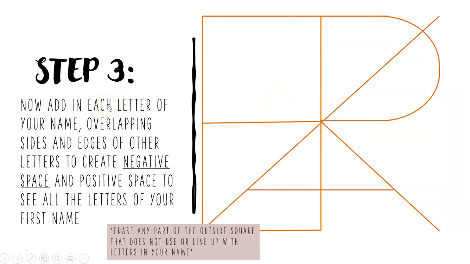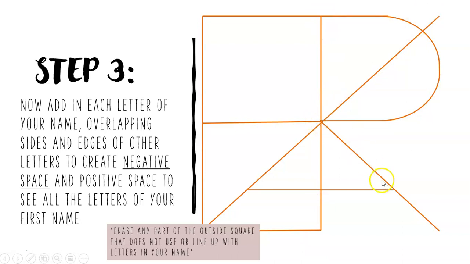Now is where you start adding in each letter of your name and overlapping the sides and edges of other letters to create that negative space and that positive space to see all the letters of your first name. Okay, so I'm going to go over mine, so watch my mouse here and watch the video that I've created of what it looks like.